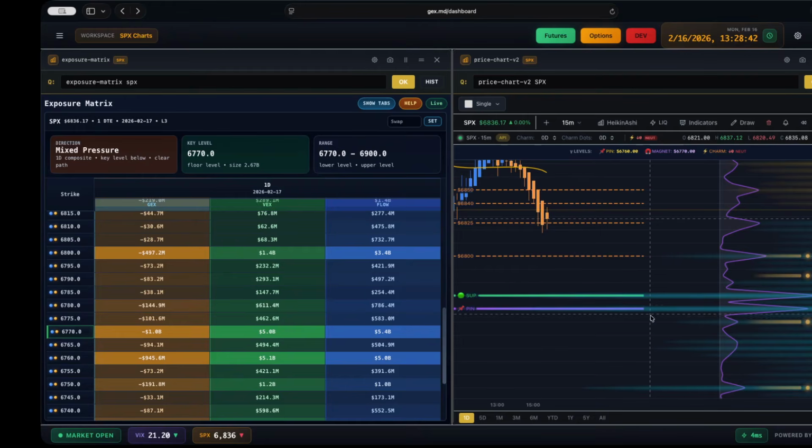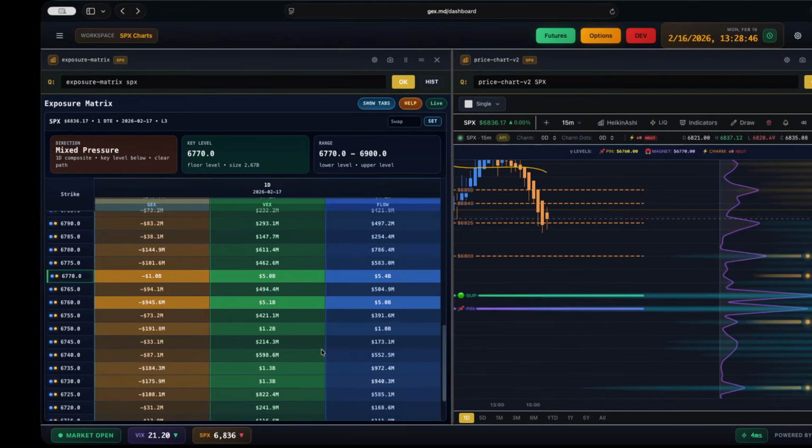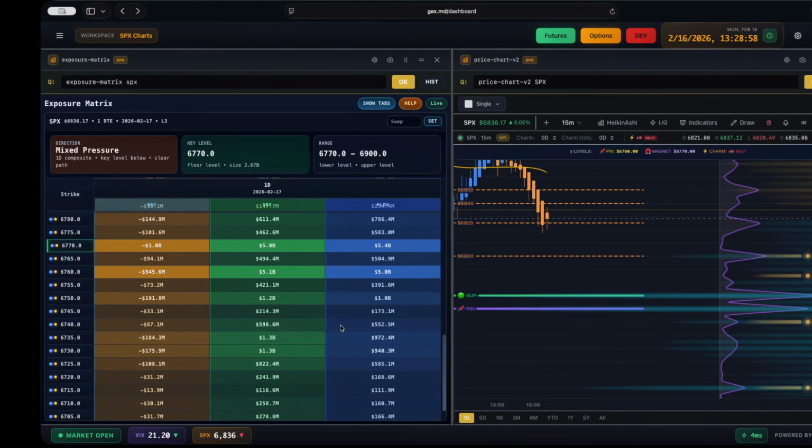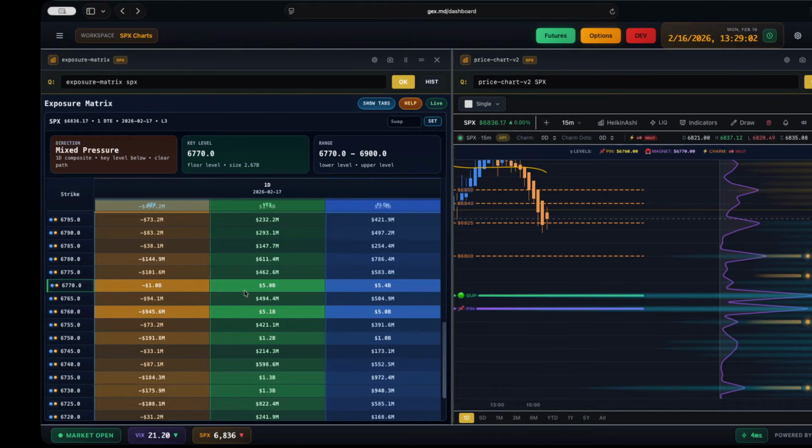We keep going down to where? Right here. And then you come here and take a look. You have 1.1 billion here. You have 5 billion here, 5 billion here. So these are the big numbers. Right here, it is big, but not as big as this. So we can bounce from this area.